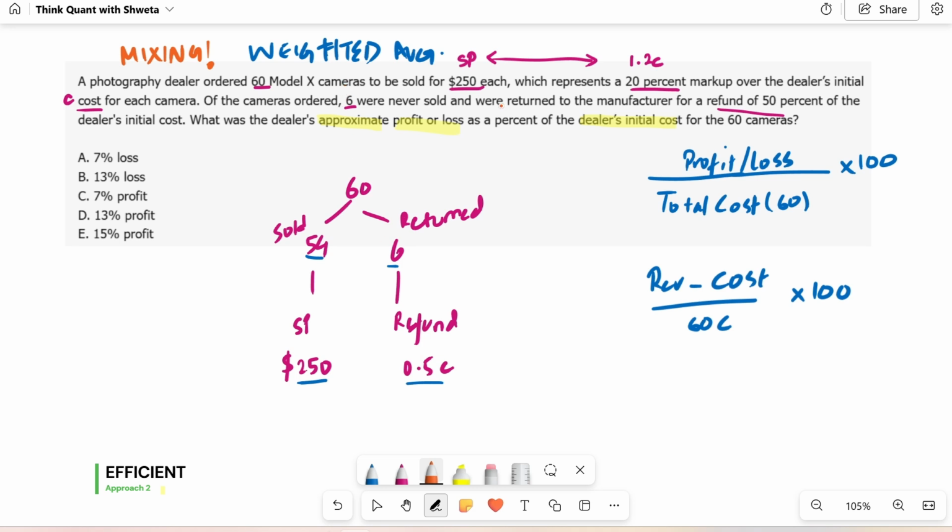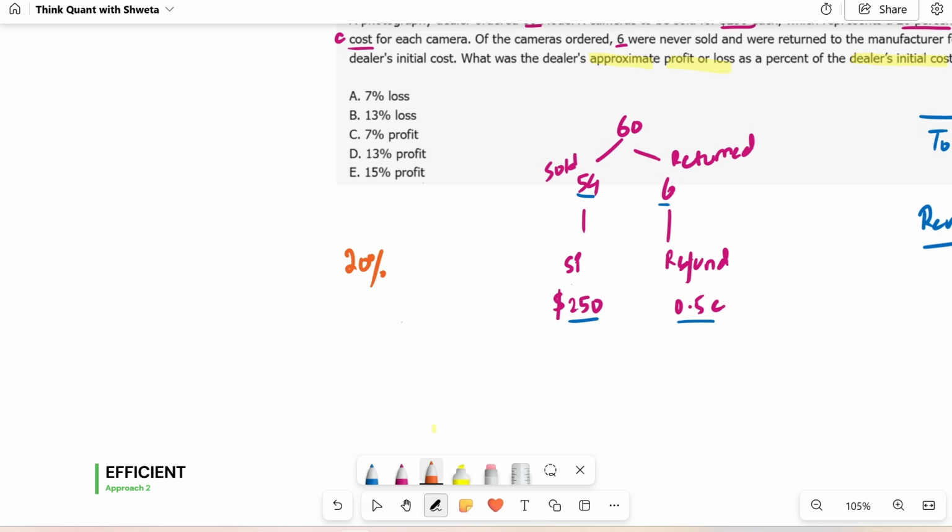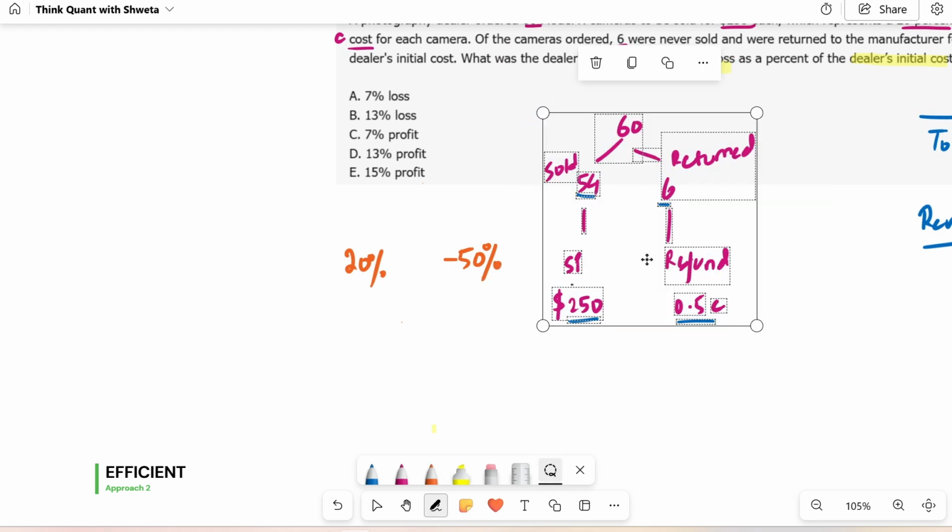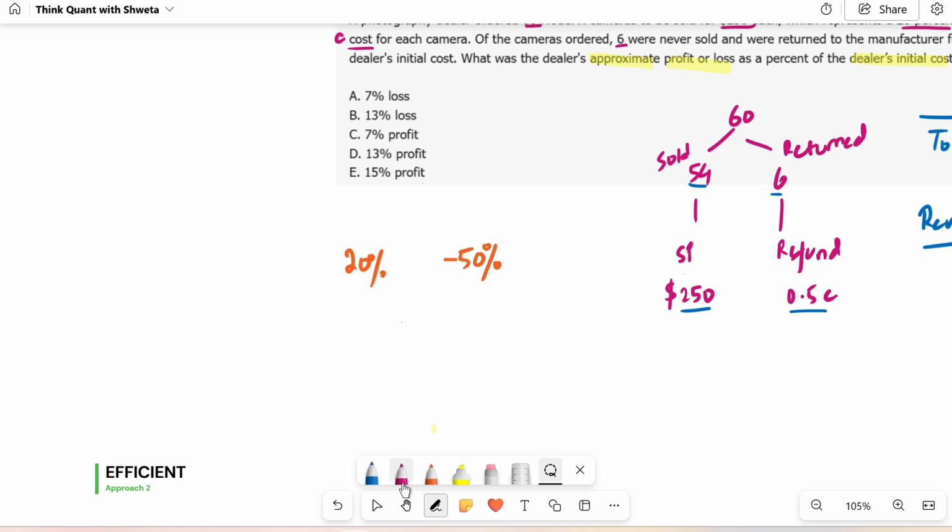For example, what am I mixing here? I am mixing two situations. I am mixing a 20% profit situation with a certain loss. Loss in the sense that I'm only getting 50% refund, right? I can say that I made a loss on those six cameras because I sold them for just half of what I paid. So I am mixing two situations and I want to know what is the resultant of this.